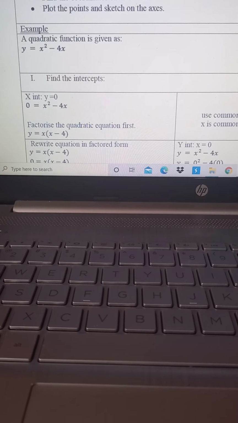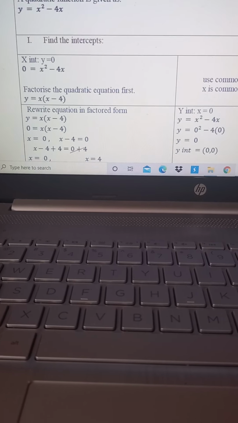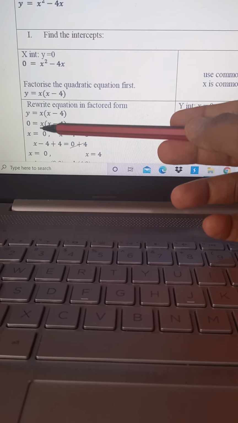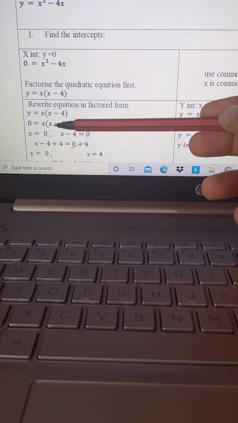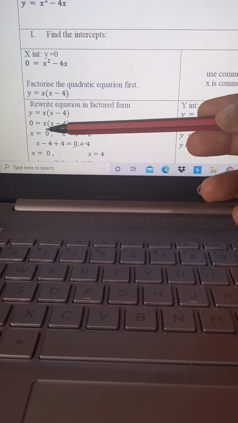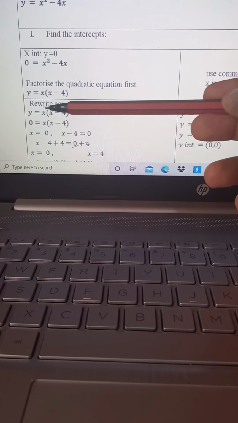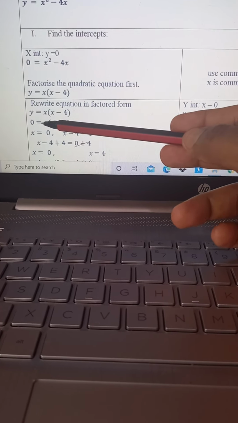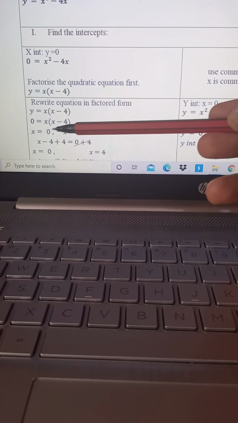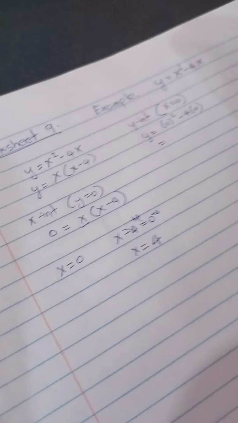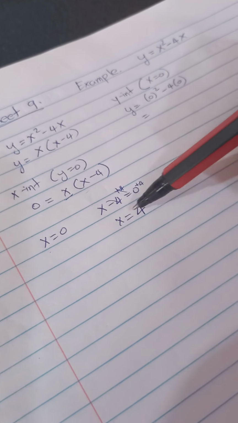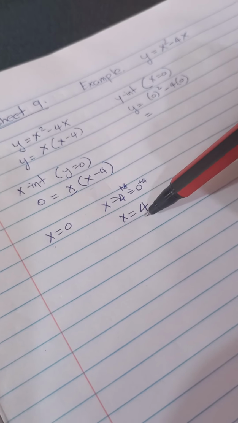And then we are going to put 0 in place of y. So putting 0 in place of y in the function, 0 equals x into x minus 4. Let's use the null factor law from here. We are going to equate each factor to 0. x equals 0, x minus 4 equals 0. Solving it out, plus 4 on both sides, we get x equals positive 4.